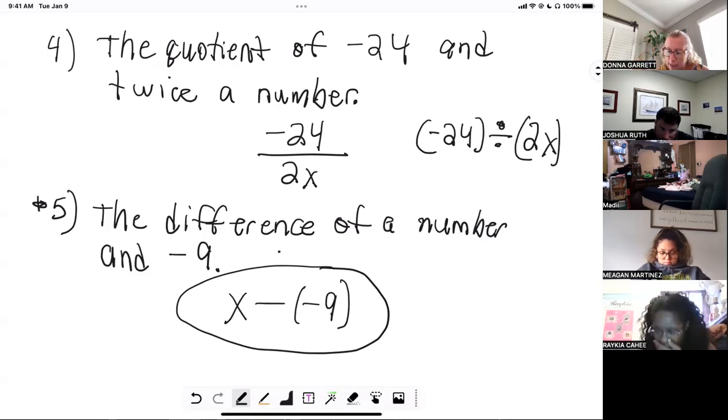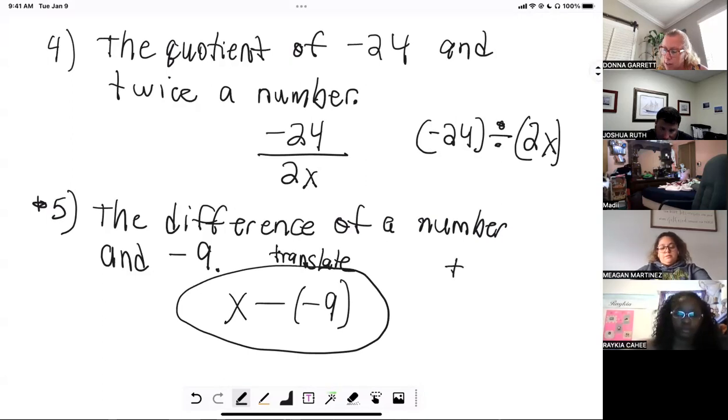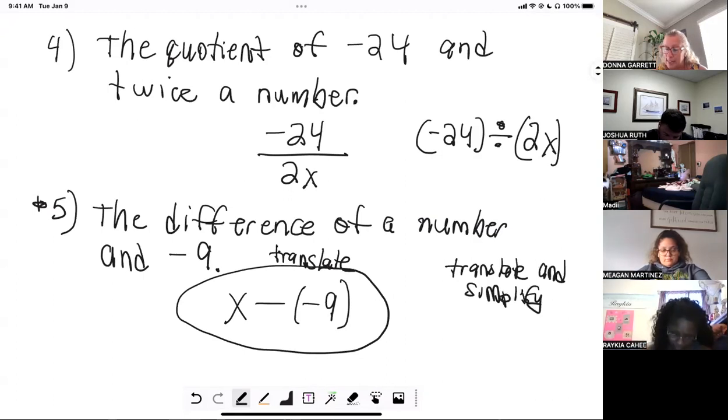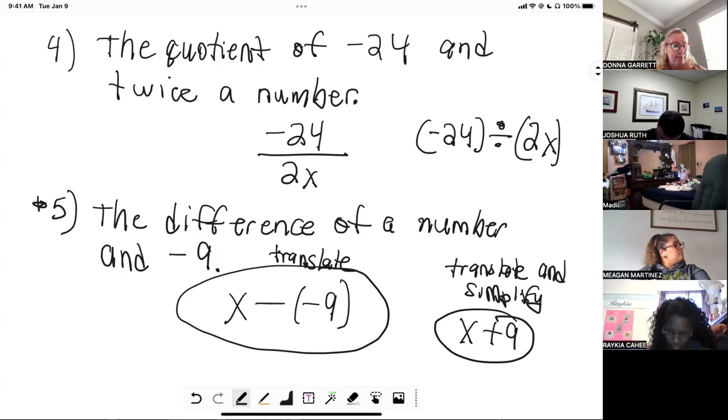So if it just says translate, which is what I told you to do, that would be your answer. But if it said translate and simplify, you would take the x minus -9 and make it x plus 9. So it depends on what they ask, which one is your answer. I asked for translate. So you want to simplify it. Any question on that one? That's a little tricky one.